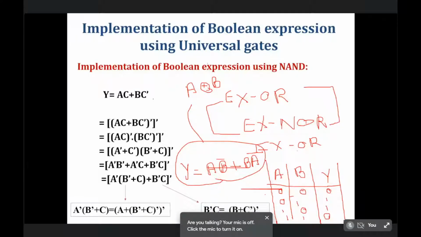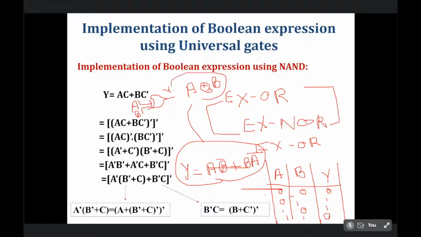Okay. And the simple symbol of this exclusive OR gate is this. Whenever we want to use the exclusive OR gate, we will use this symbol, and this is the expression, and the detailed expression is AB bar plus BA bar.